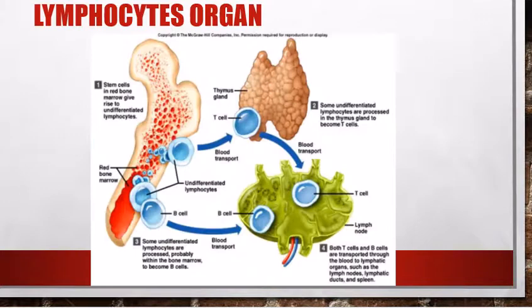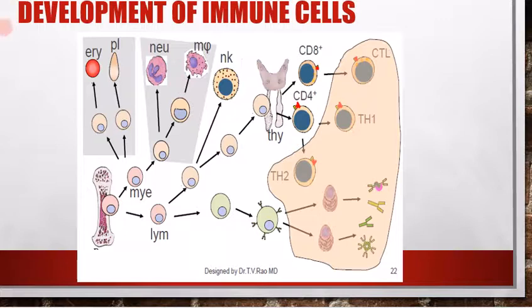Then this one, the development of immune cells. This is very crucial to understand. This becomes the very basis for understanding how B cells and T cells form in a human being, and it will also make you understand which cells come from where. In human beings, the bone marrow is very, very, very important.